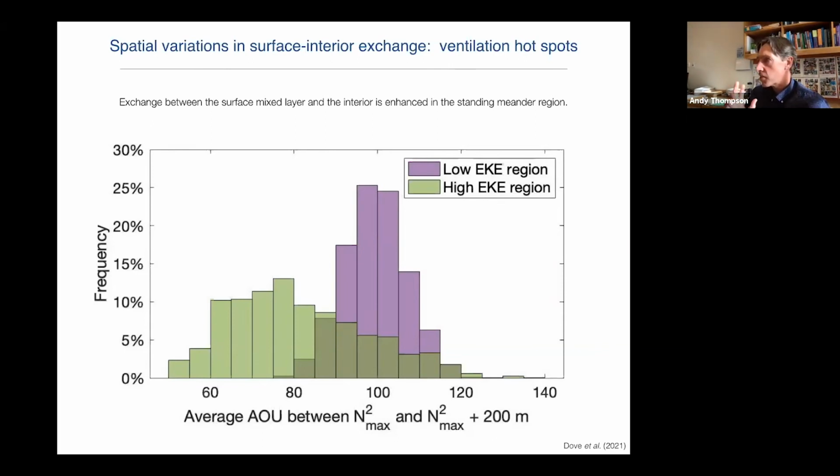And so I think the picture you have here is that in the standing meander, you have enhanced mesoscale stirring, generating stronger submesoscales, also bringing tracer anomalies from the interior up towards the surface, and a more effective ventilation of the surface in these regions. And so it sort of points to this idea that standing meanders could be these ventilation hotspots for the Southern Ocean.